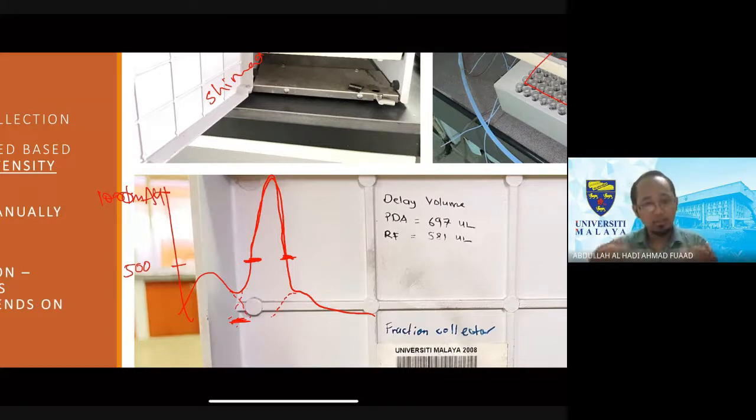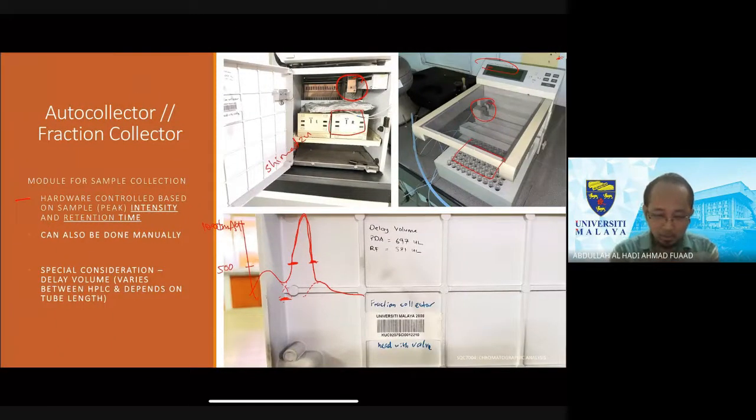Okay, so it's a broad impurity, so you might collect it a little bit. Thus, when you do your mass analysis or analytical analysis, you might get slight impurities. All right, and also you can set it to collect based on retention time.